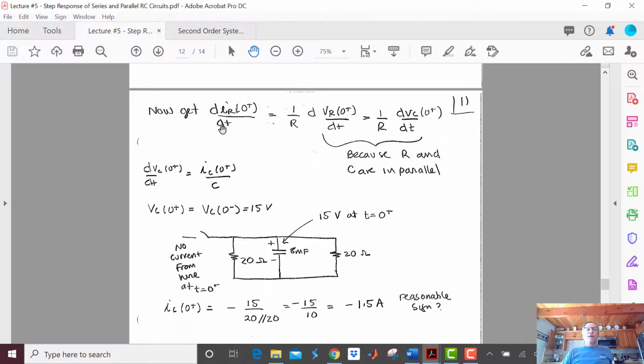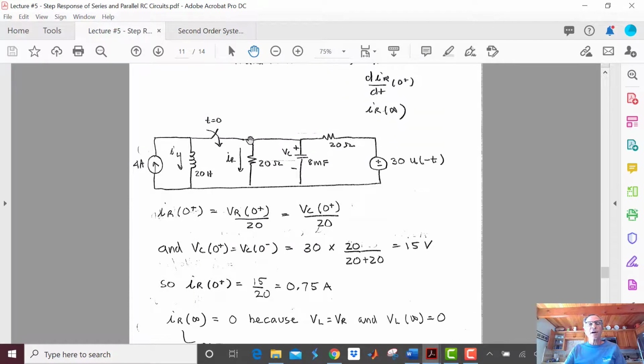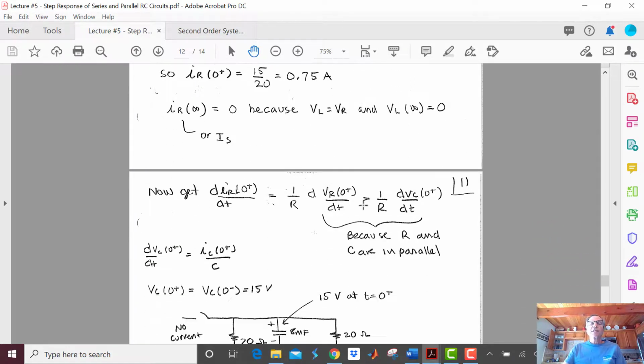Now we want to get dir dt. And dir dt is going to be 1 over R times dVR dt. And since VR is equal to VC, it's really 1 over R times dVC dt. So I really need dVC dt. But to get that, I know that I really just need the current going into the capacitor at time equals 0, because I'm going to use my equation of I equals C dV dt. So I need IC at 0 plus divided by C.